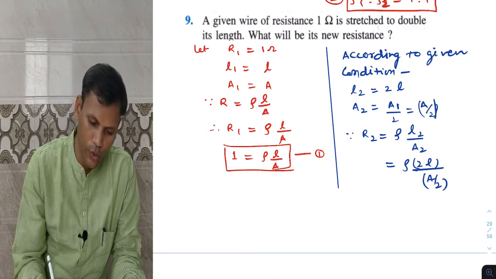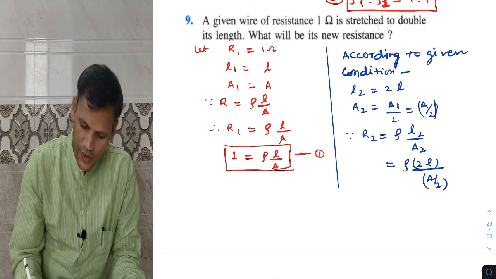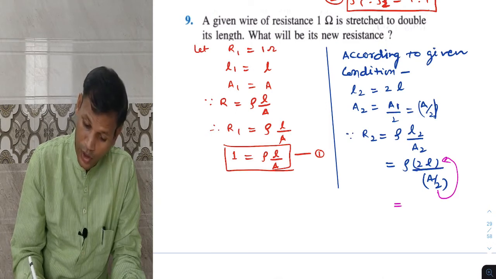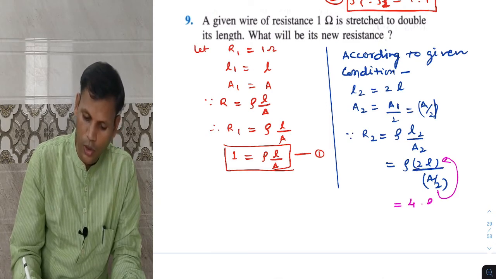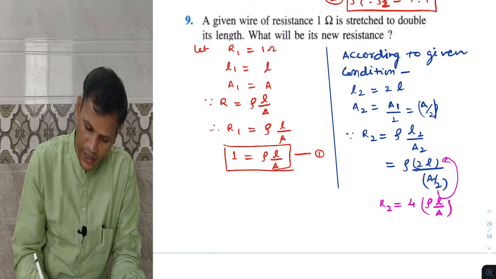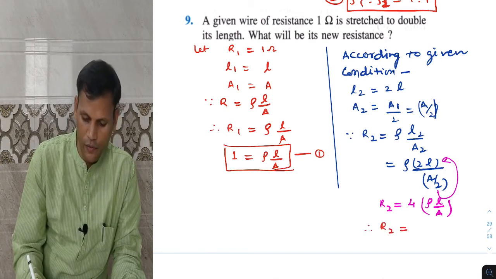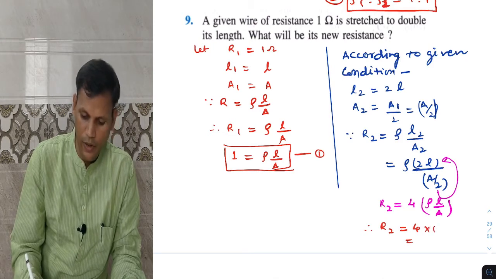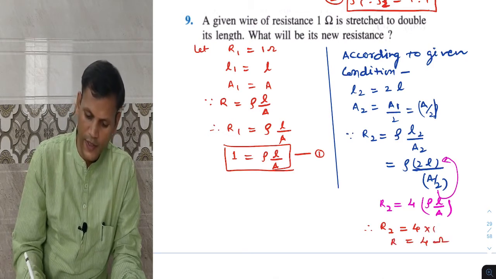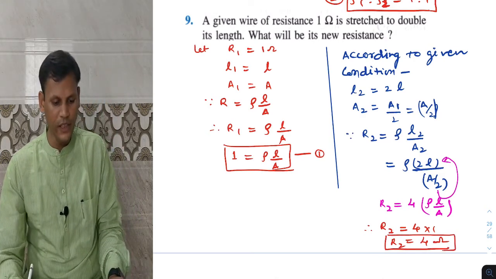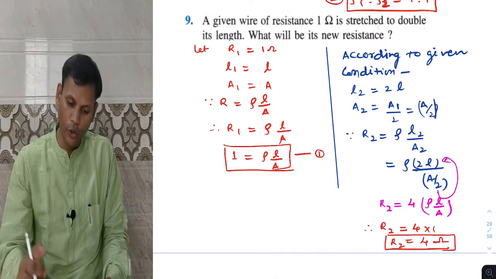So again this 2 will move up. 2 2s are 4, 4 rho L by A. It is R2. So therefore we can write R2 is equal to 4 times of what is rho L by A? It is 1. So it will be 4 ohm. So resistance will increase by 4 times. New resistance will be 4 ohm.